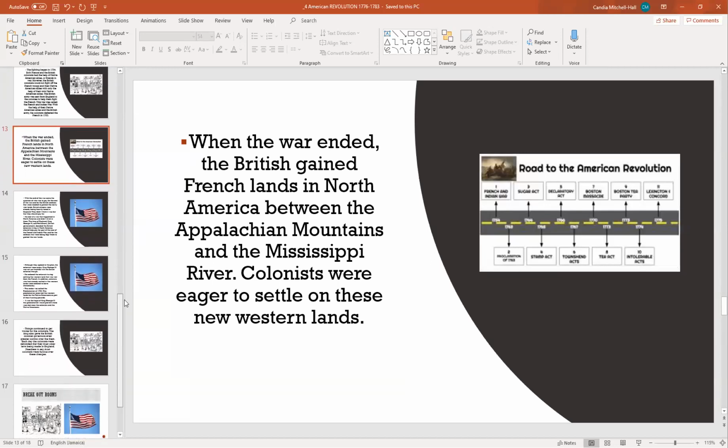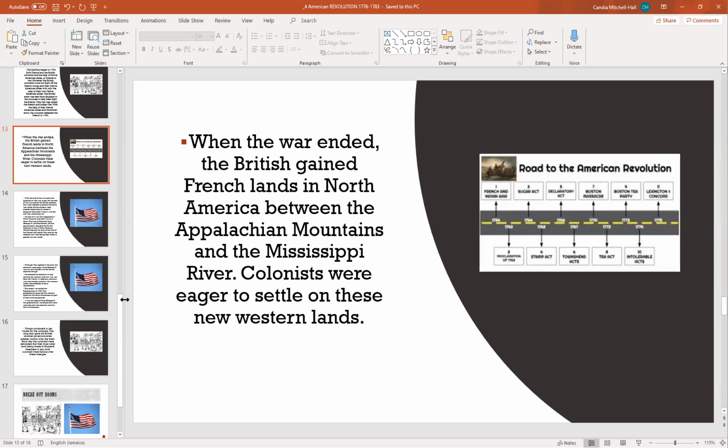When the war ended, the British gained French lands in North America between the Appalachian Mountains and the Mississippi River. Colonists were eager to settle on these new western lands.